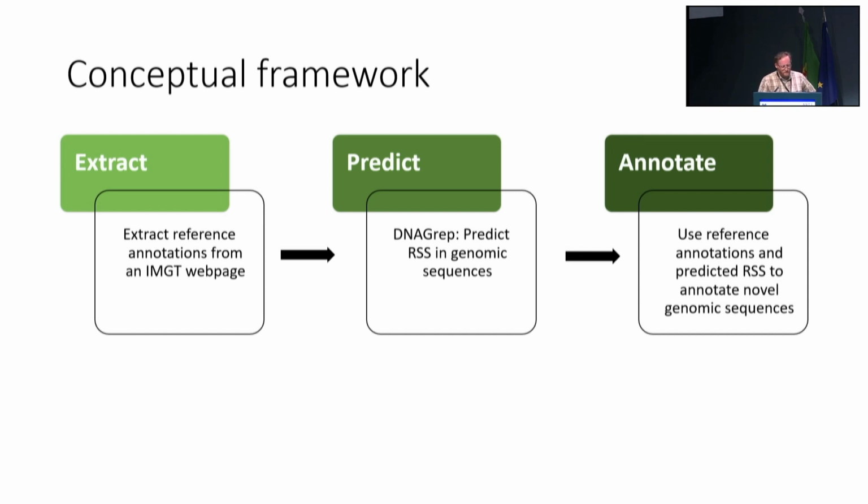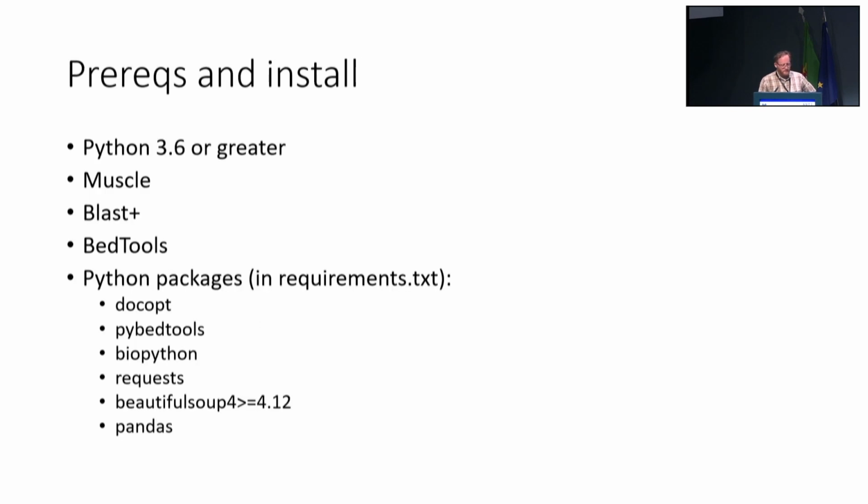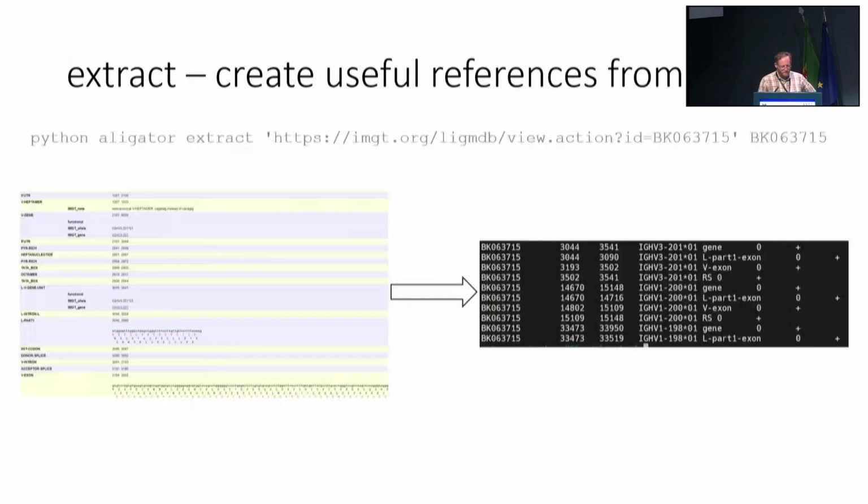Extract is to extract reference annotations from an IMGT webpage, because it works by comparing, by blasting against known genes. Predict is to get the RSS sequences to assess functionality. And then annotate is the actual business module. For prerequisite installation, the install is just straight cloning the GitHub. Prerequisites are Python 3.6, Muscle, Blast, BedTools, and some Python packages that are in requirements.txt. So it should be pretty straightforward to get up and running.